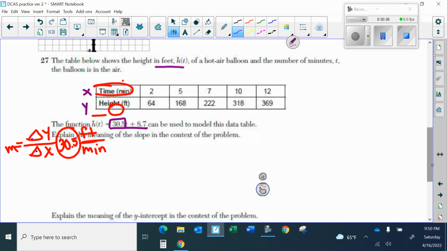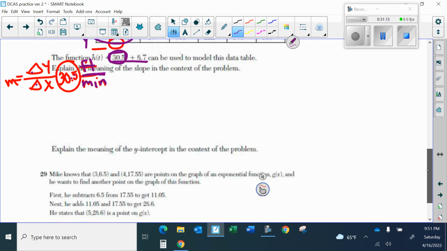So if I do change in y, here my y represents feet. That's why I have feet right here. Change in x, that's time, which is the minutes. So it's feet divided by minutes. And here's my slope, 30.5. So, explaining the meaning of the slope, it means it's rising 30.5 feet per minute. Remember, the division bar means per. Every time we looked at that in one of the first questions, whenever you see something per something, that's automatically slope. So here we see it right here, 30.5 feet per minute. So that's how much the hot air balloon is rising per minute.